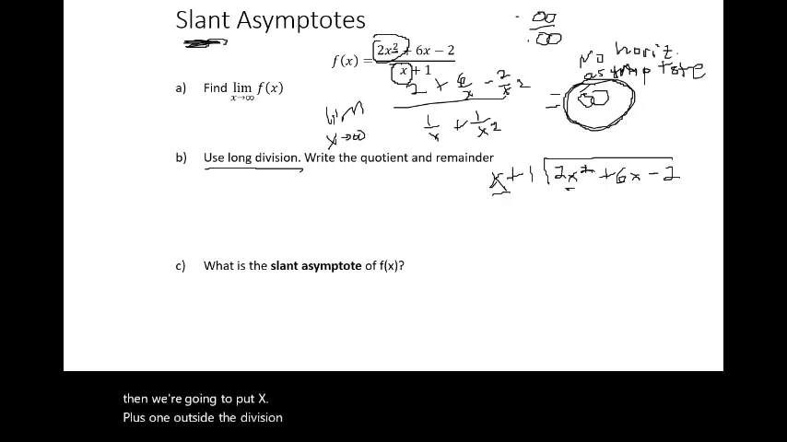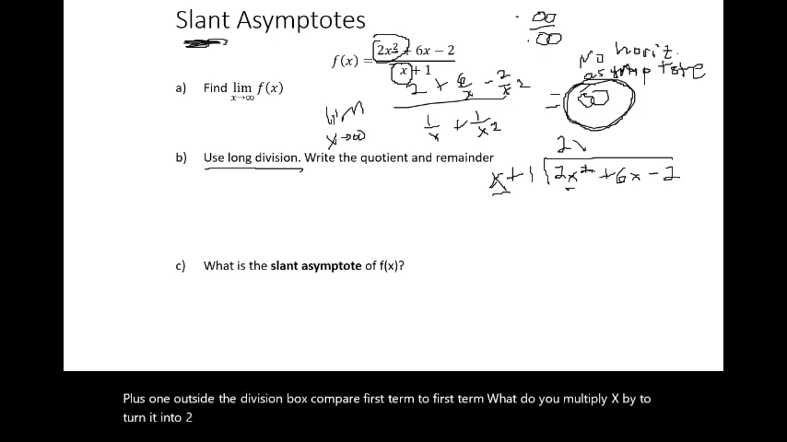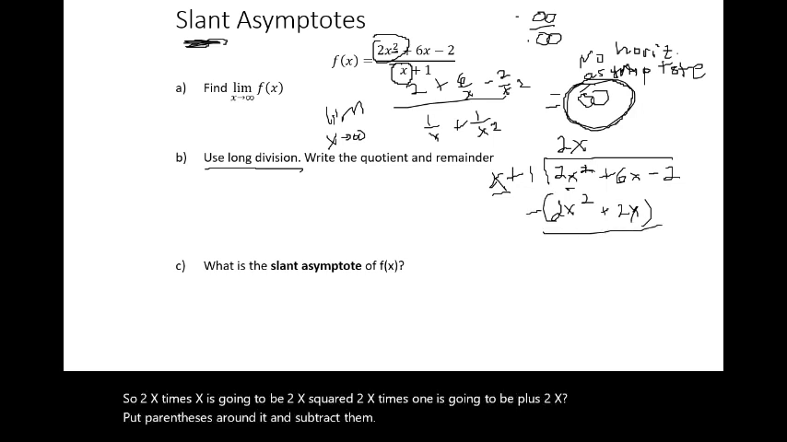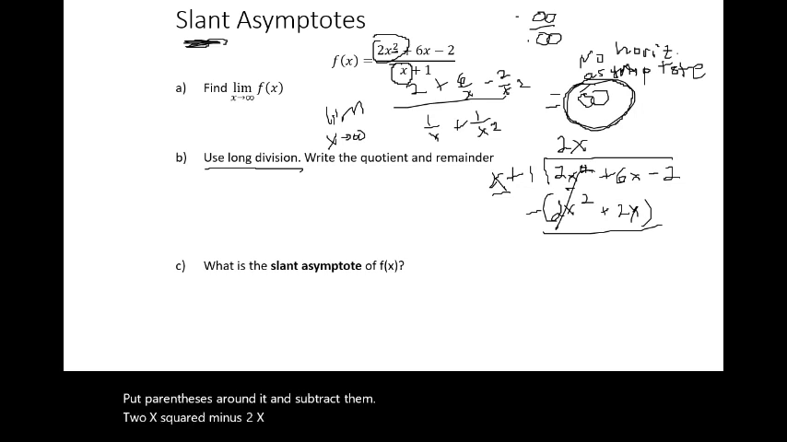Compare first term to first term. What do you multiply x by to turn it into 2x squared? Well, you multiply that by 2x. We're going to multiply and distribute, so 2x times x is going to be 2x squared. 2x times 1 is going to be plus 2x. Put parentheses around it and subtract them. 2x squared minus 2x squared is 0. 6x minus 2x is 4x.